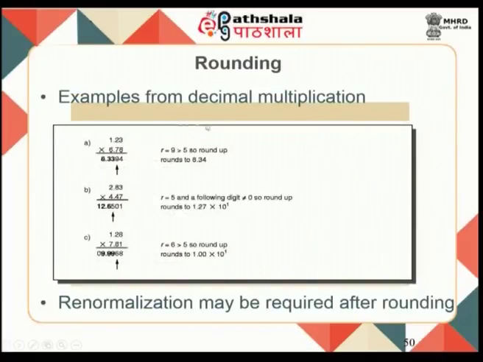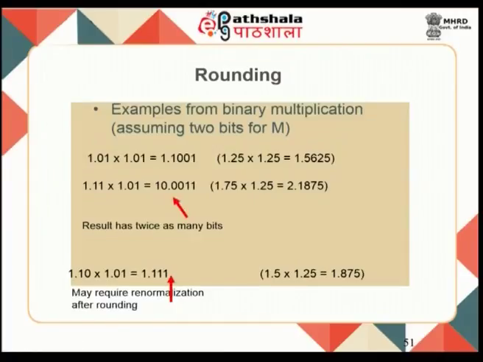So, this is an example from decimal multiplication. You know how normal rounding off happens, so this value is rounded off to 3.34. These are examples of rounding operation, and when you do a rounding operation, you know that renormalization may be required after rounding. Now, the same way, just like how we do normal rounding off operations, you will have to do rounding off operations in the case of floating point numbers also.